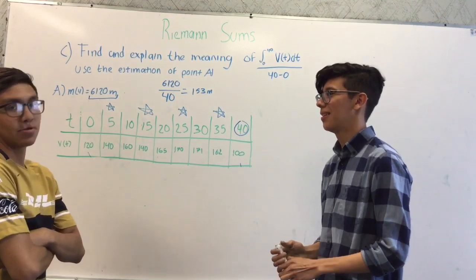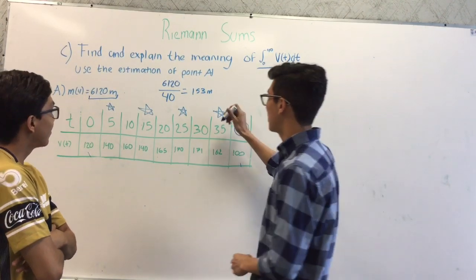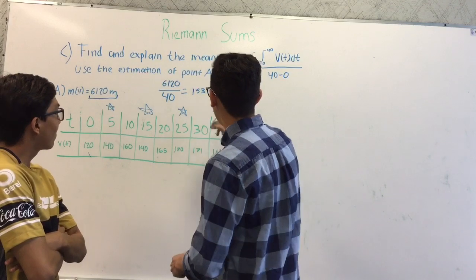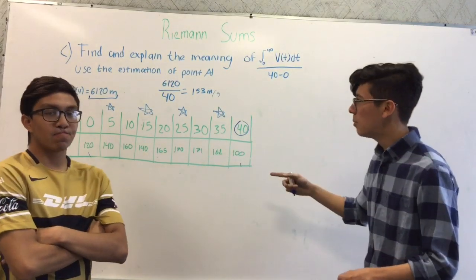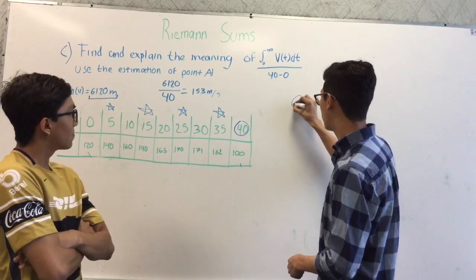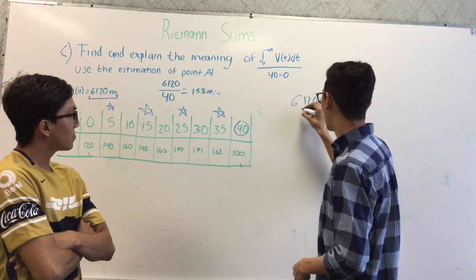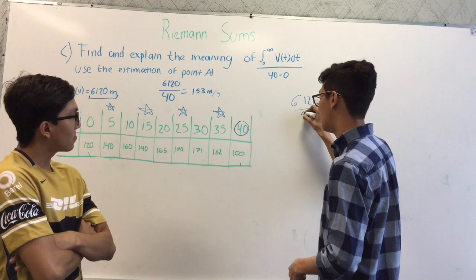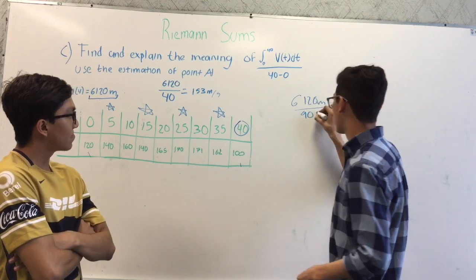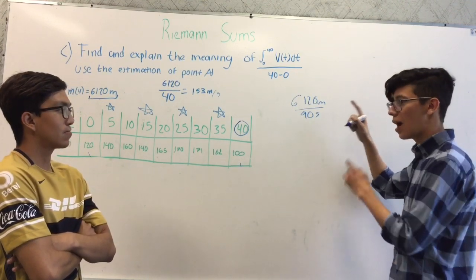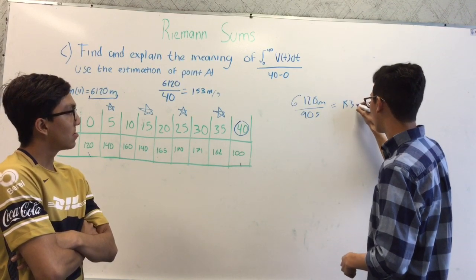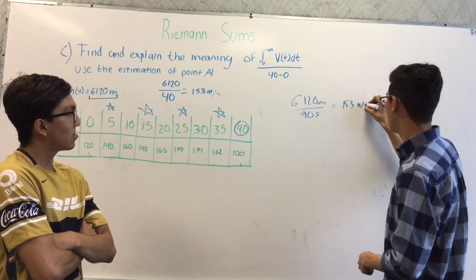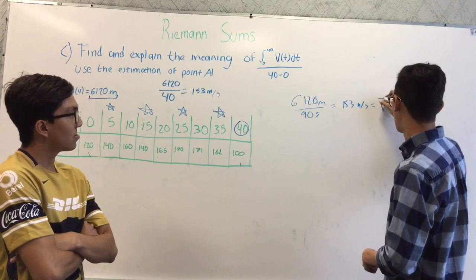per second. Meters per second. And the answer is the velocity, but it is the average velocity because it's all the displacement over all of the time. So our answer is 153 meters per second. That is average velocity.